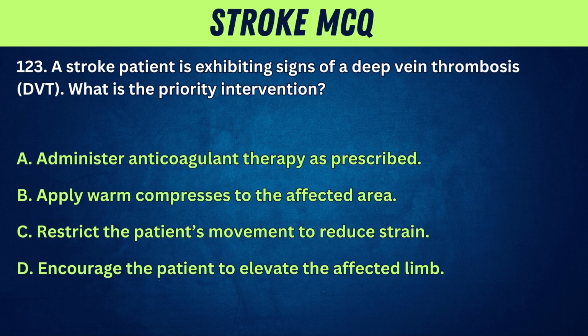123. A stroke patient is exhibiting signs of a deep vein thrombosis, DVT. What is the priority intervention? A. Administer anticoagulant therapy as prescribed. B. Apply warm compresses to the affected area. C. Restrict the patient's movement to reduce strain. D. Encourage the patient to elevate the affected limb.